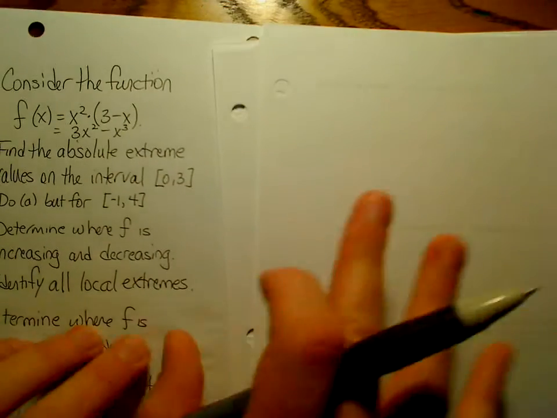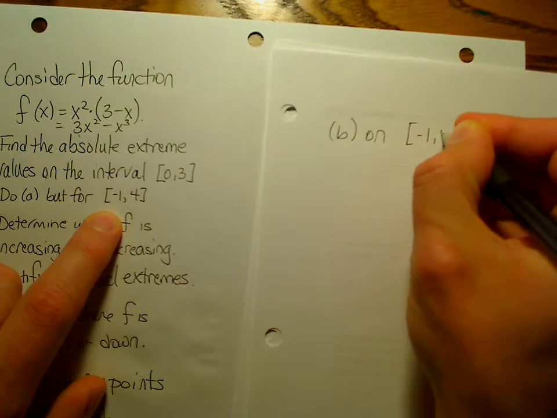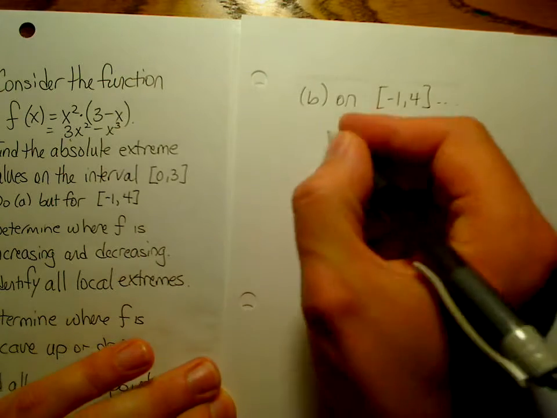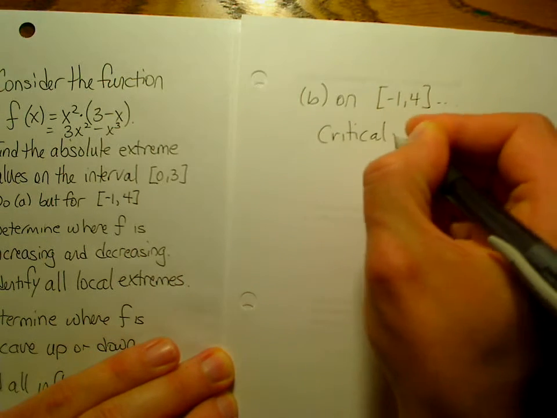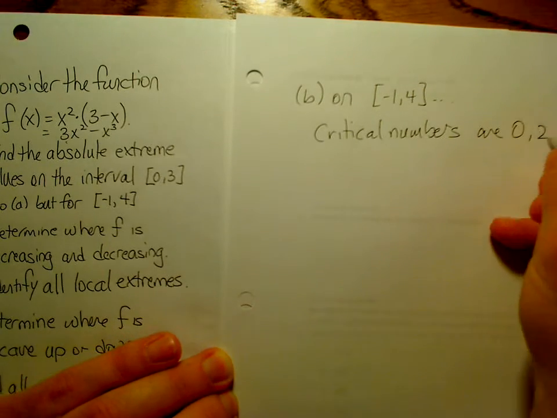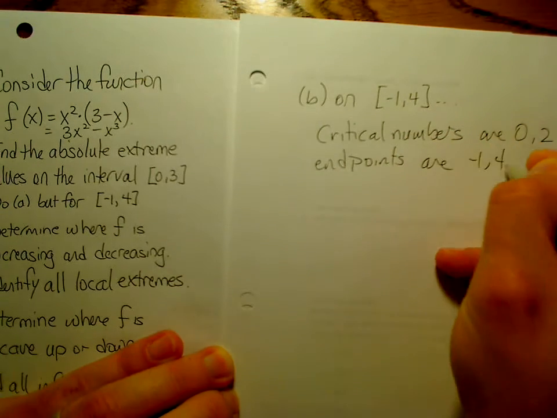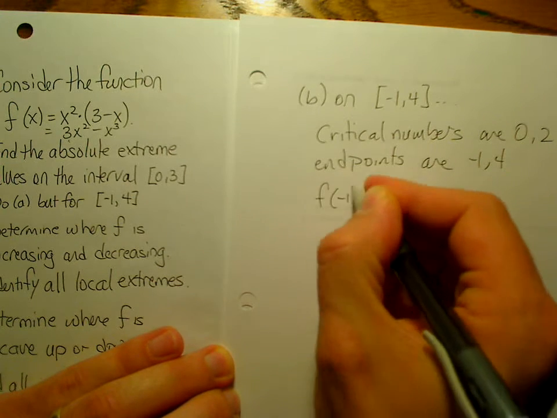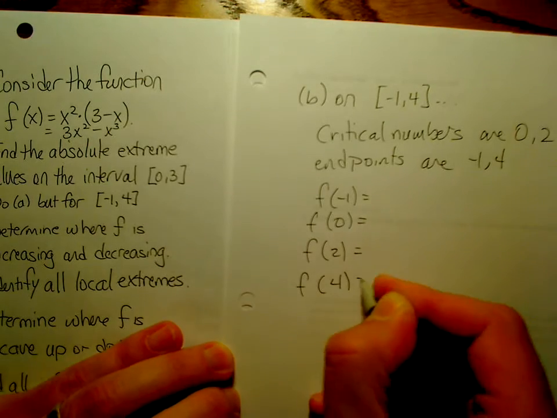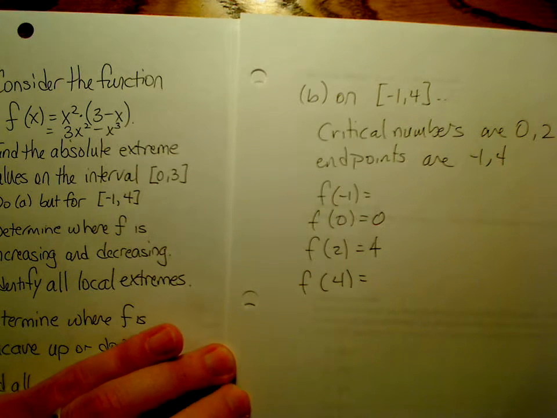So for part B there, we've already done most of the work, but we're looking for the absolute extremes on the interval from -1 to 4. We already know that our critical numbers are 0 and 2 from 2 minutes ago. Our endpoints are -1 and 4 from the given interval. So we've got to go finding f of -1, f of 0, f of 2, and f of 4. We already found f of 0 was 0. In the previous problem, we already found f of 2 was 4 in our original problem.